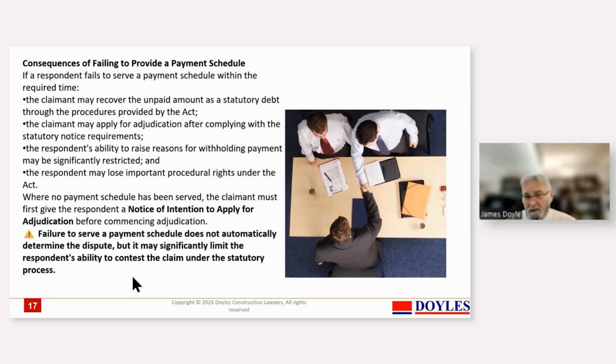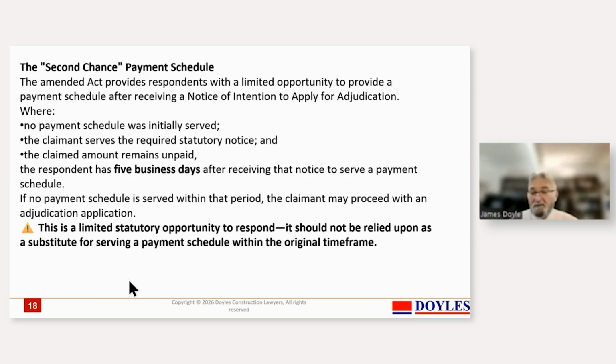So the choice for the claimant, if he doesn't receive a schedule, is to go straight to court and try and collect his money straight off. Alternatively, he can give a notice of intention to apply for adjudication and go to adjudication. That will be simpler in lots of ways, and also usually probably just as fast. So you then get a sort of second chance payment schedule. So a person's made a claim against you, you've forgotten to put your payment schedule in. He says he wants to go to adjudication, so he gives you a notice to apply for adjudication, and you have to do something.